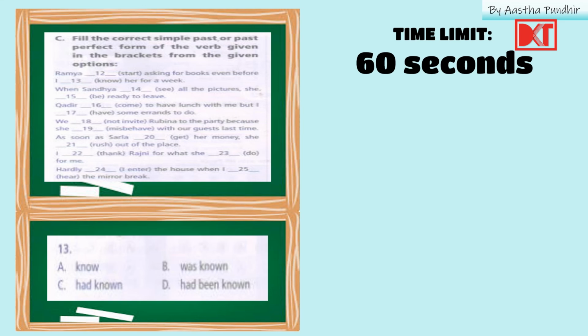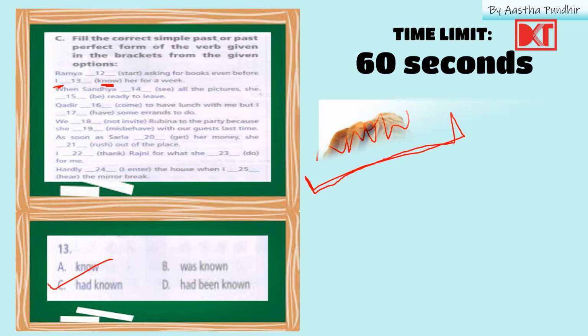Okay, here Ramya started asking for books even before I dash know her for a week. Now here we will be using past perfect form. So past perfect: even before I dash her for a week. Now the verb is know. To form the past perfect of know, the subject is what? I. Then with I we use had, and we use the V3 form of know, which is known. So I had known her for a week. Alright. So the correct answer is C. Before I had known her for a week.